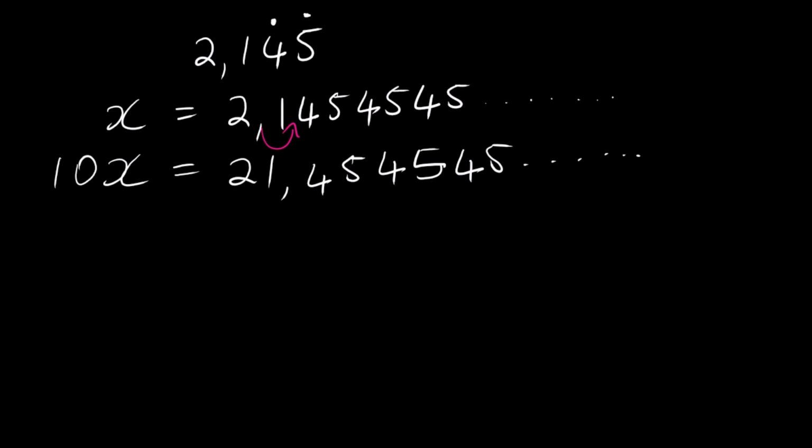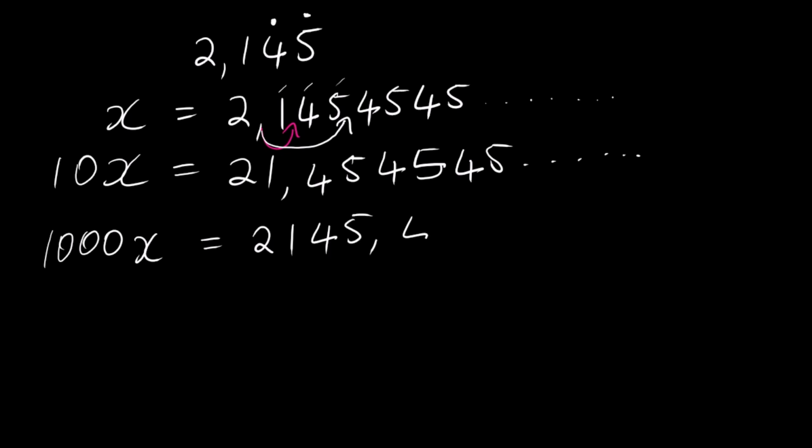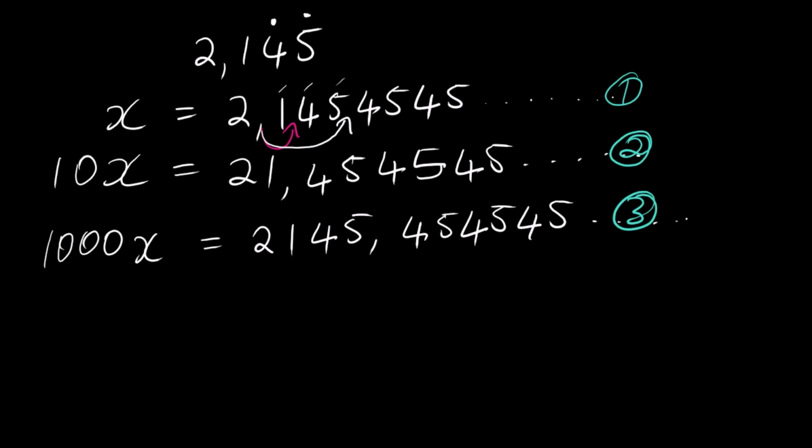Now going back to the original one, we take it straight to the first number which is recurring, which is here. So you can see that it's how many steps? It's 1, 2, 3. So we multiply by 1000, and then we have 2145,454545. This is equation 1, 2, and 3.